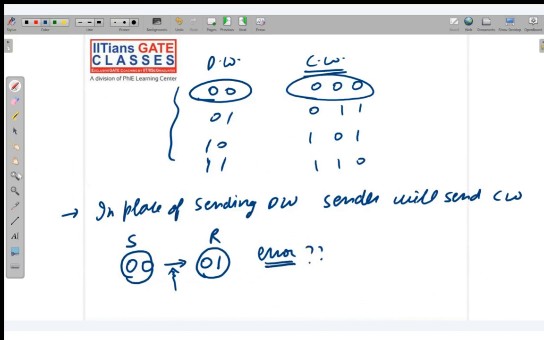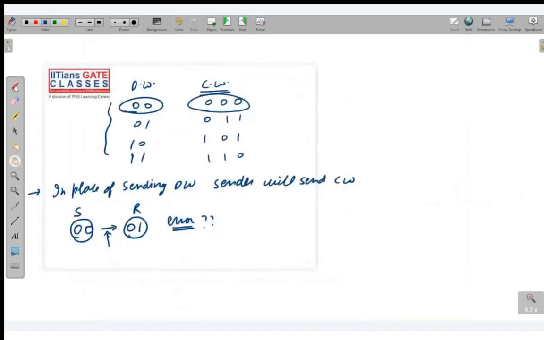So let me tell you some more. What exactly is happening here? See this, for example, 00, 01, 10, 11. Say 00 is A, then this is B, this is C, and this is D. The sender wants to send BAD. For that, what will it send? 01 for B, then for A it will send 00, and for D it will send 11. This is what will be sent if a code word is not used.